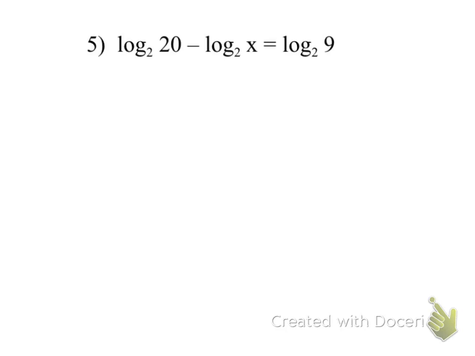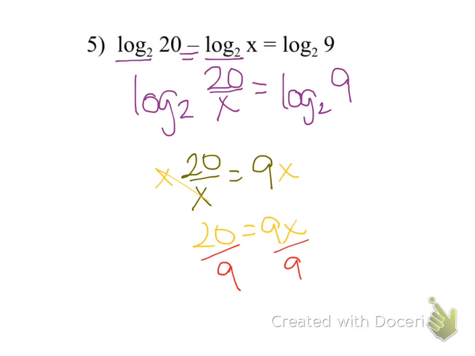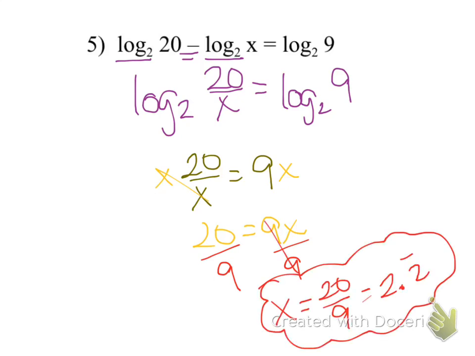Moving now to number 5, this problem is going to demonstrate the quotient property. So we're going to be subtracting two logs of the same base, which means we can rewrite the left-hand side as the log base 2 of 20 over x, and of course that's still going to equal the log base 2 of 9. Now, since we have the log base 2 equal to the log base 2, we've got 20 over x equals 9. Solving this for x by getting x out of the denominator, we have x equals 20 over 9, or 2.2 repeating.